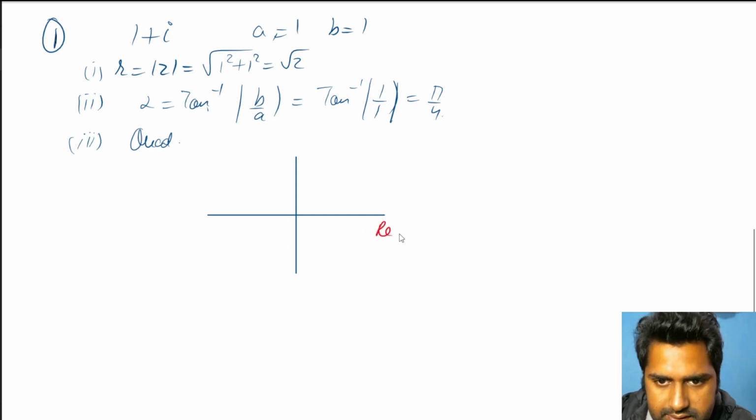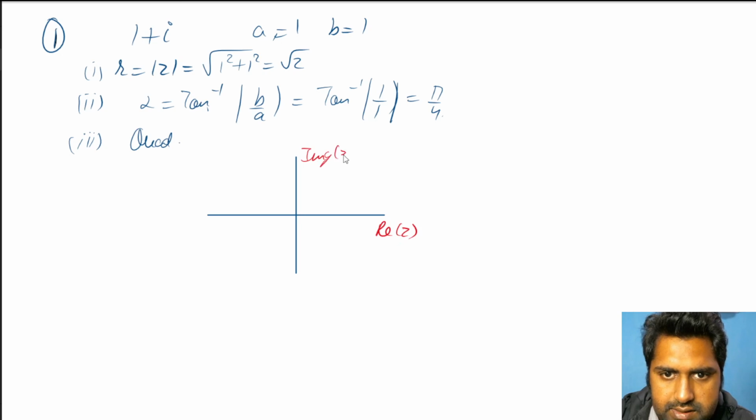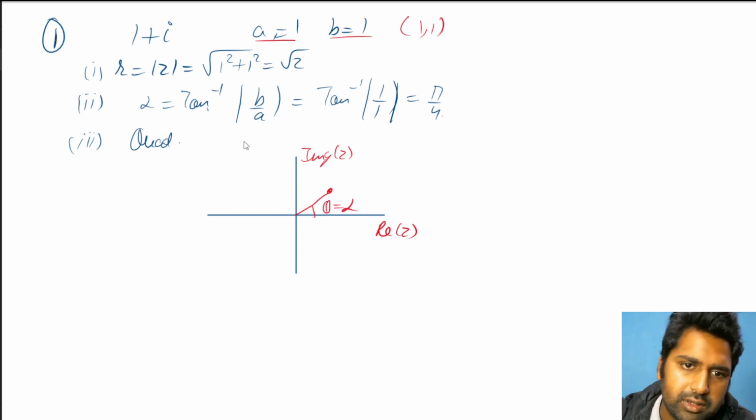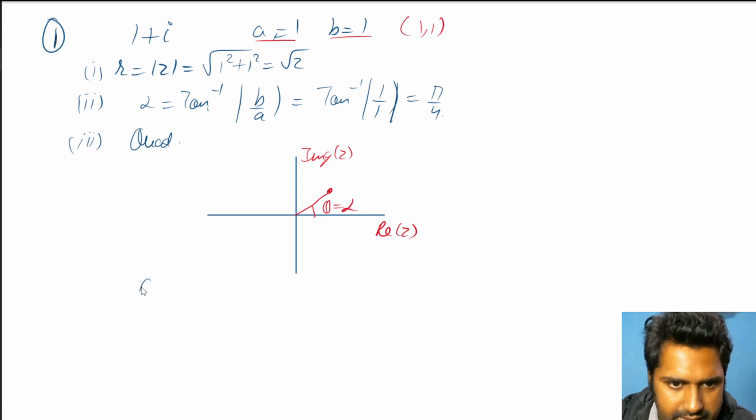This is the real axis, this is the imaginary axis. So a you have to plot on the x-axis and b you have to plot on the y-axis. Basically consider this as the coordinate (1, 1). (1, 1) will be in the first quadrant. That's your complex number. Now for the first quadrant, what was theta? Theta was equal to alpha. So directly you can say theta is equal to pi by 4.